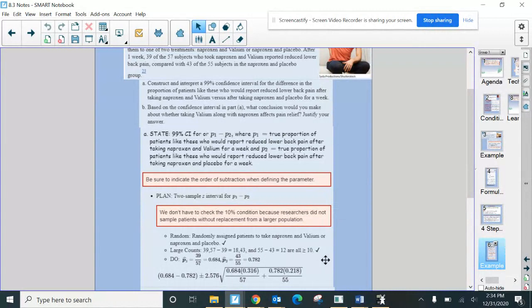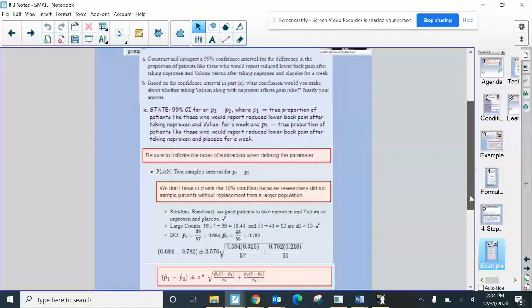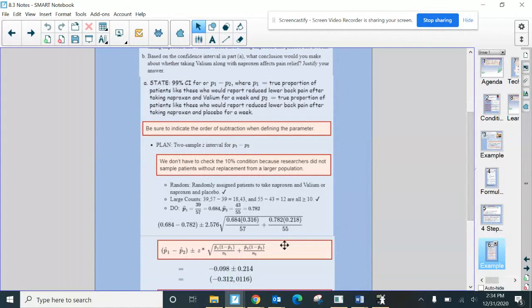So all of those counts are above 10. So far, so good. We can go ahead and do this. So now we need to find those p-hats by 39 over 57 to get our 0.684 and 43 over 55. So we do want to identify the p-hats that we're using, and we should definitely show our calculation.